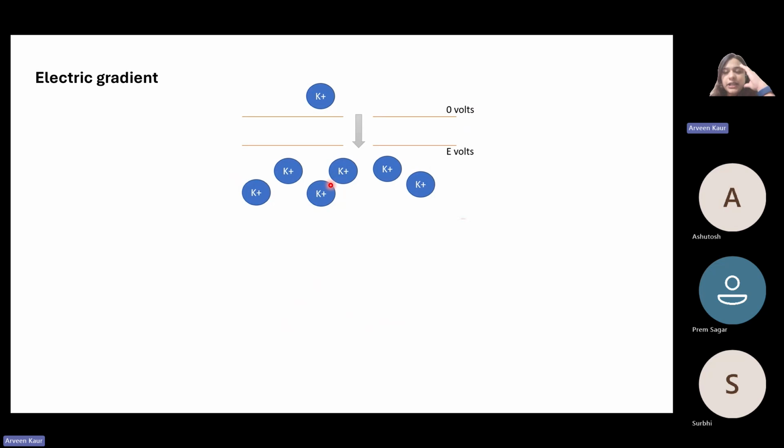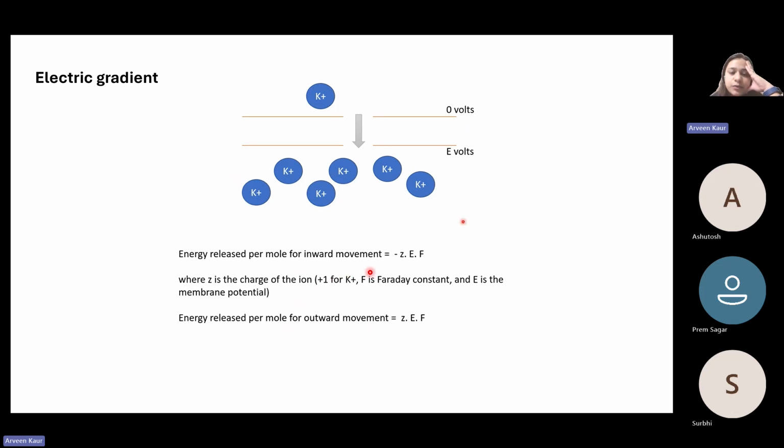Now, when we talk about the electrical gradient, we can consider outside to be almost zero and inside to have a negative potential, suppose E volt, right? So energy released per mole for inward movement will be minus Z into E into F, where Z is the charge of the ion that we are talking about, which will be +1 for the potassium ion, F is the Faraday constant and E is the membrane potential. So energy released per mole for outward movement will be the opposite of this. It will be ZEF, so only the negative symbol will not be there.